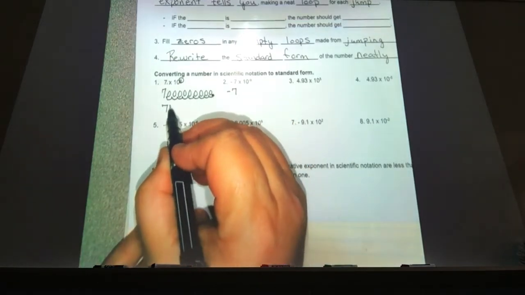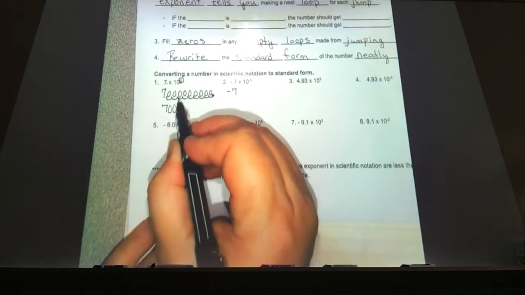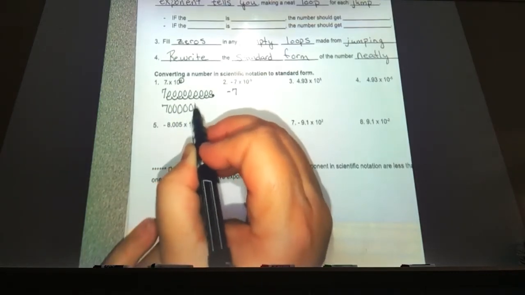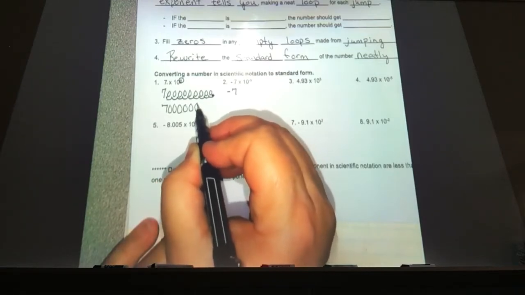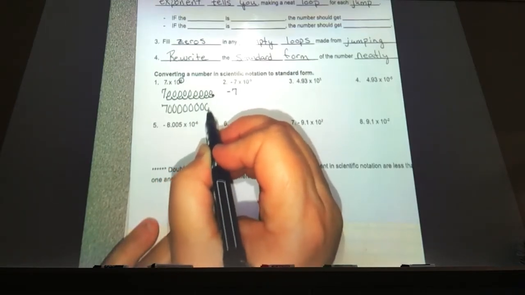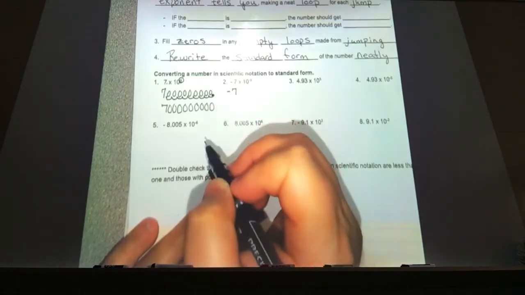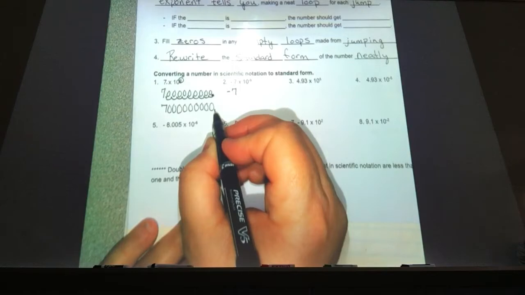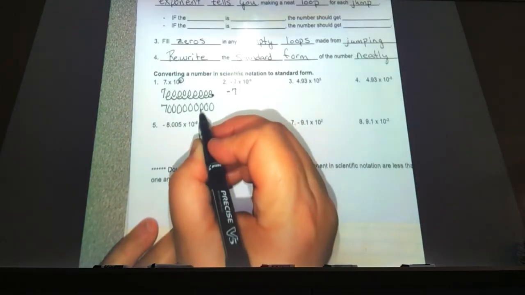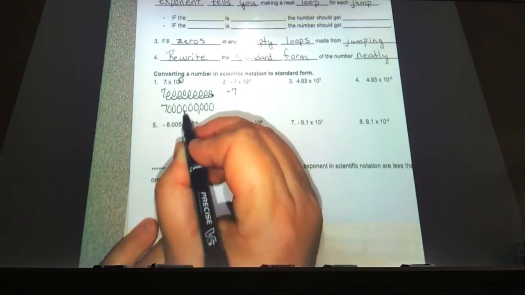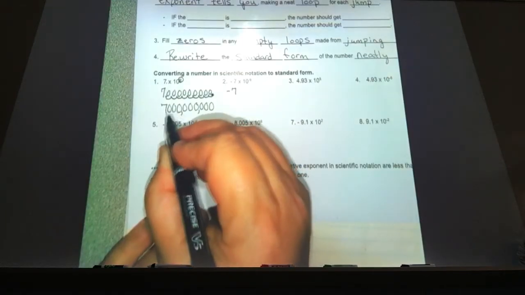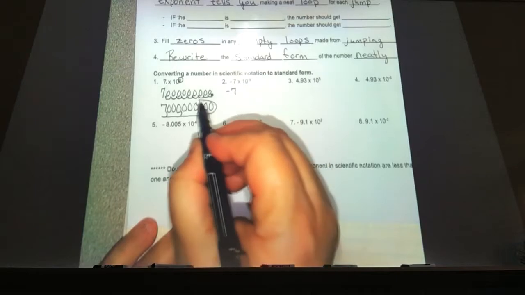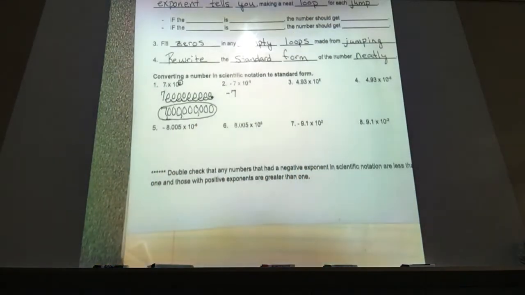But you need to make sure that you neatly rewrite this, and after, obviously, look at how not neat my handwriting is. It doesn't have to be perfect, but it has to be legible. Then put your commas in. How do you do commas? You start over here where the decimal point was, and you go 1, 2, 3, comma, 1, 2, 3, comma, 1, 2, 3, comma. And there is your standard form.